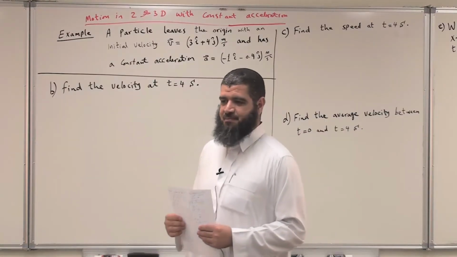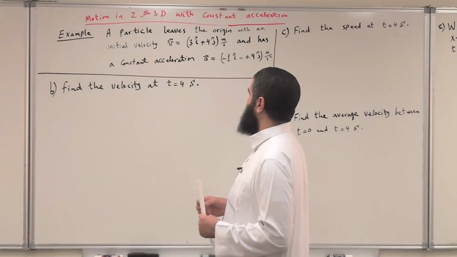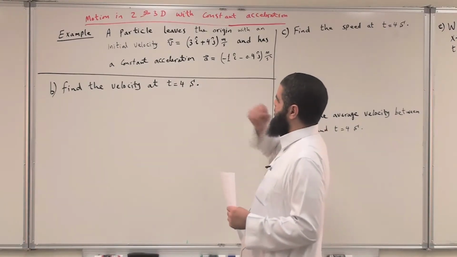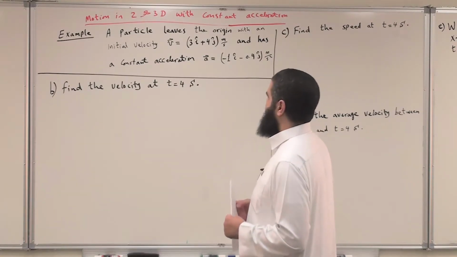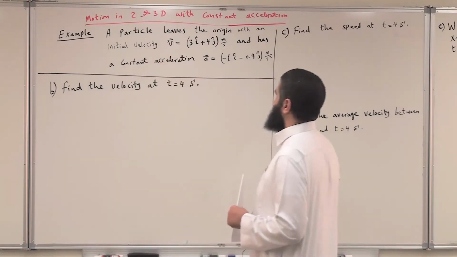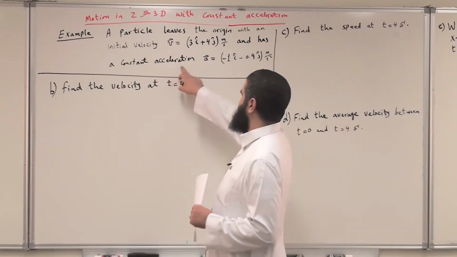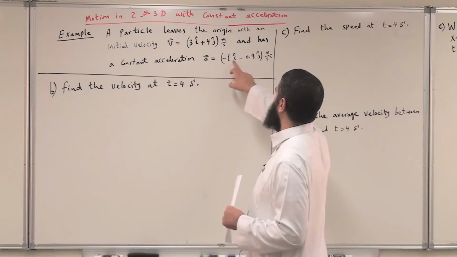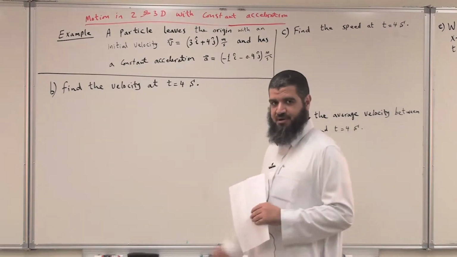Now let us take an example about motion in two dimensions with constant acceleration. So this is the statement of the problem. A particle leaves the origin with an initial velocity v equals 3i plus 4j meter per second, and has a constant acceleration. This is the acceleration given in unit vector notation: minus 1i minus 0.4j meter per second square.